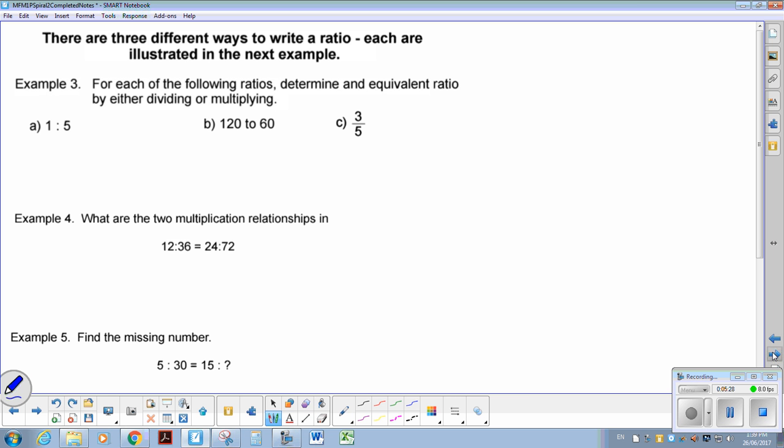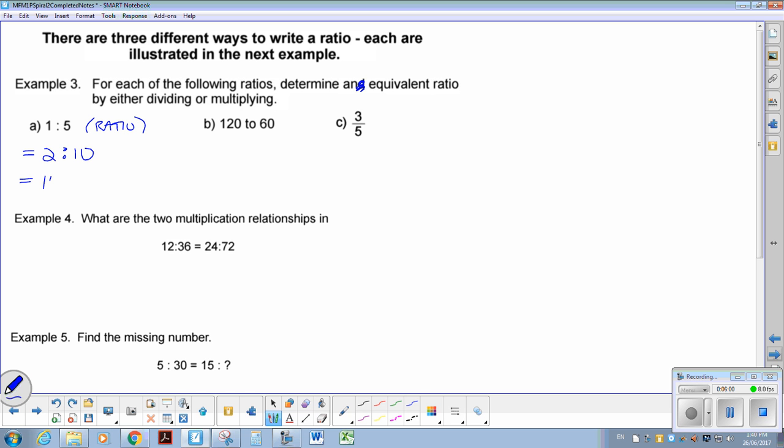For each of the following ratios, determine an equivalent ratio by dividing or multiplying. So the first is what we'll call a ratio. Okay, so an equivalent ratio, if I have 1 to 5, what's an equivalent? Well, let's do it in terms of boys to girls. We want 1 boy for every 5 girls. Well, what happens if 2 boys show up? Well, then we would need 10 girls.